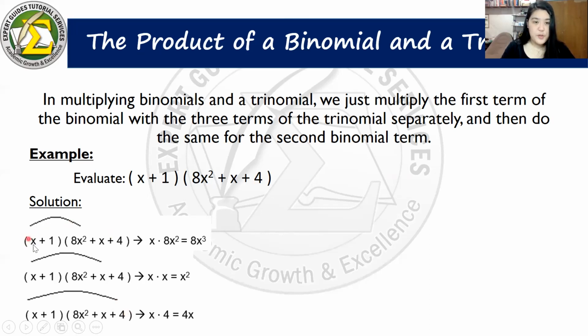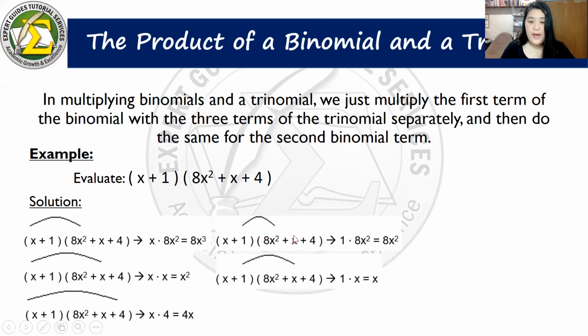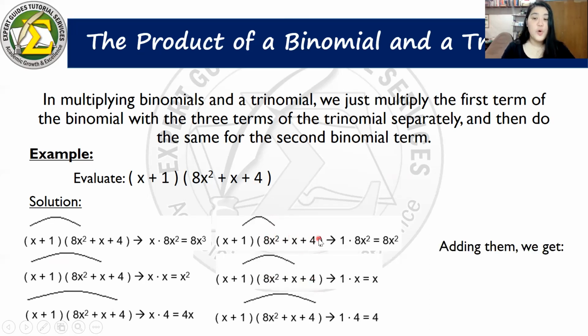Since tapos na tayo sa first term ng ating binomial, dito naman tayo sa second. So we have 1 multiplied, ganun din ulit. We're going to multiply 1 with each of the 3 terms ng ating trinomial. So we have 8x squared, since this is 1, as is na lang din to. So we have 8x squared, we have x, and we have 4. And then we're going to add everything that we have obtained. Lahat ng nakuha natin. So we add 8x squared plus x squared plus 4x plus 8x squared plus x plus 4. Therefore, we're going to what?